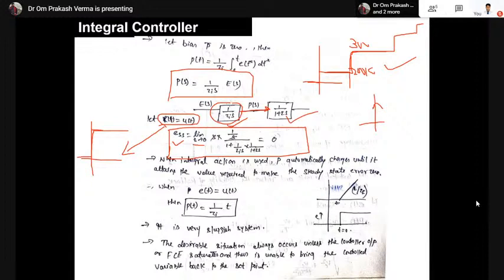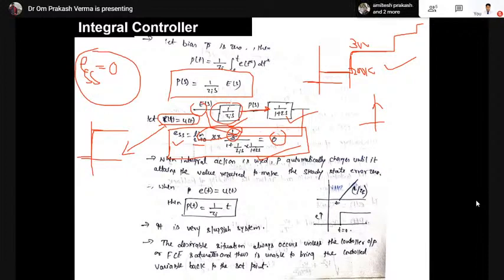Therefore we have taken 1 upon s. So when you solve this equation, the steady state error is again R(s) upon 1 plus G(s)H(s). This one is R(s), this is 1, this is G(s), and H(s) we have taken as unity feedback. Then you calculate, and you get zero error. So what do you mean by zero error? It means the steady state error in the integral controller is zero. So this is one of the big advantages of the integral controller, right?